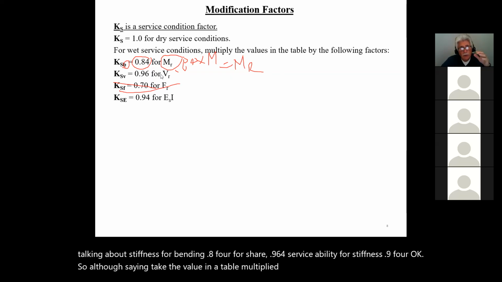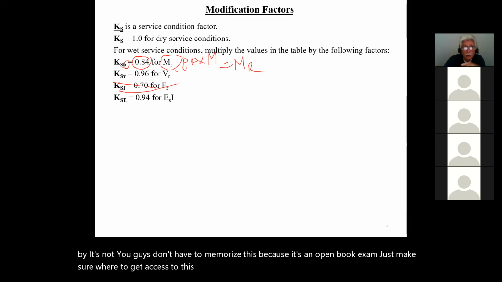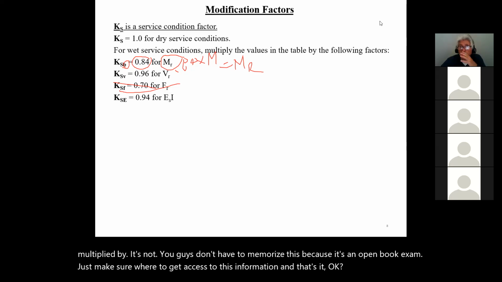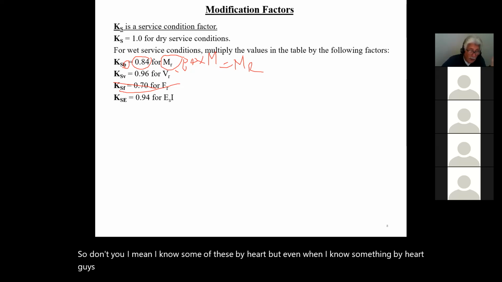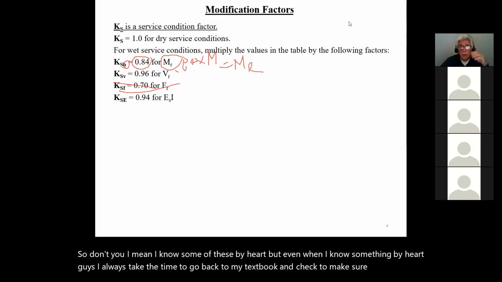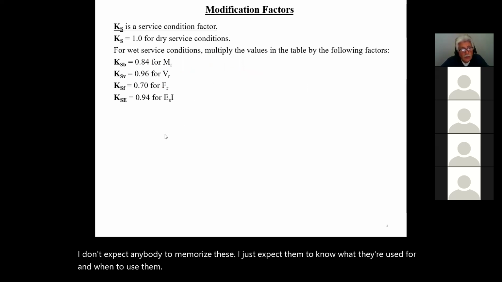Take the value in the table, multiply it by this. Now, you guys don't have to memorize this because it's an open book exam. Just make sure you know where to get access to this information, and that's it, okay? I know some of these by heart, but even when I know something by heart, guys, I always take the time to go back to my textbook and check to make sure I don't accidentally use the wrong number. So I don't expect anybody to memorize these. I just expect them to know what they're used for and when to use them. Okay, so that's for serviceability.